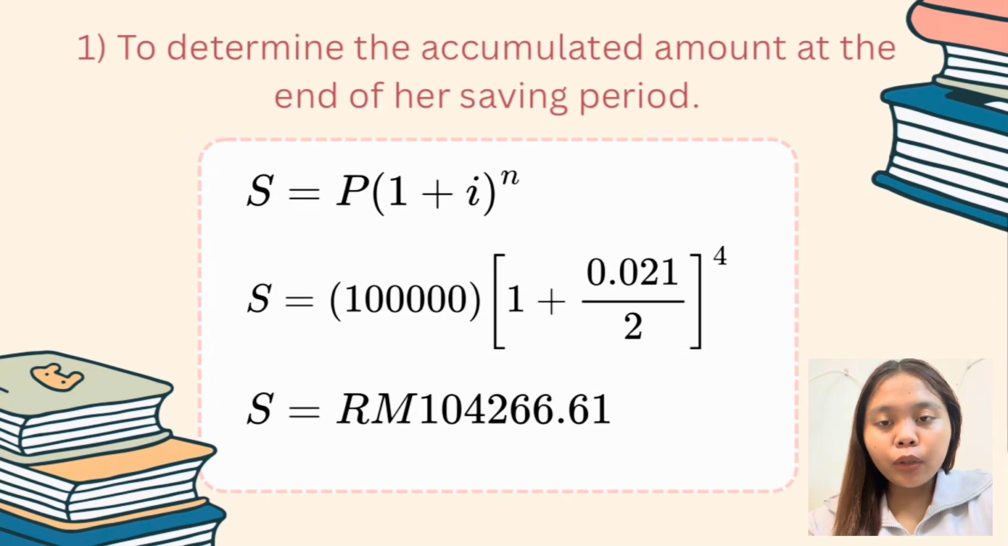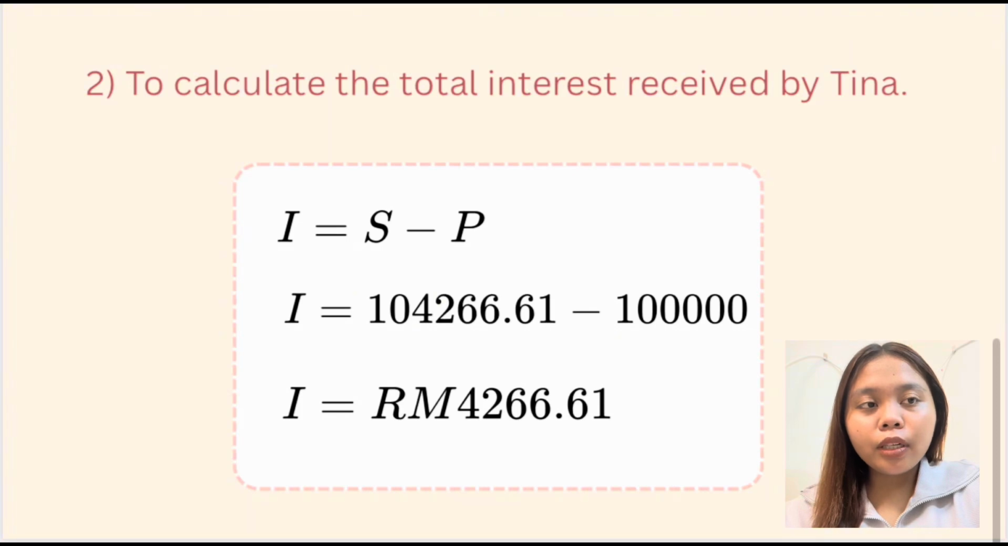To find S, we need to use the formula S equals P bracket 1 plus I to the power of N. S equals 100,000 bracket 1 plus 0.021 over 2 to the power of 4. S equals RM104,266.61.